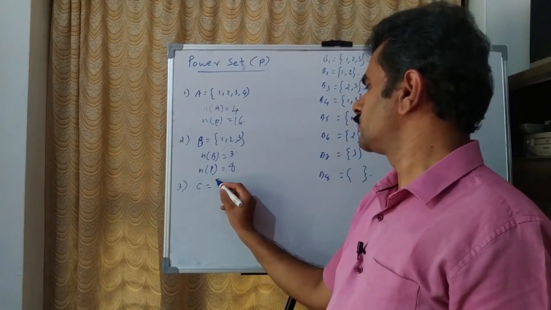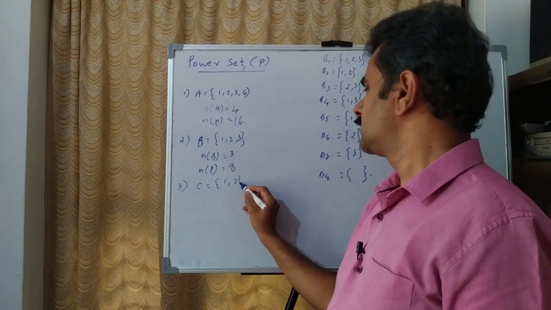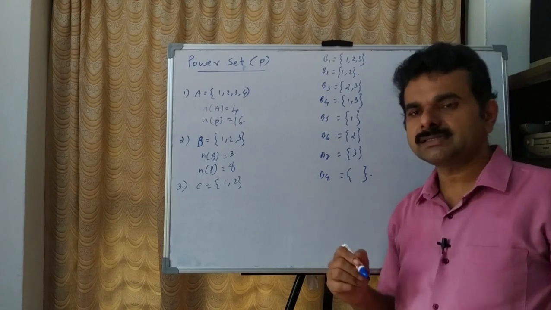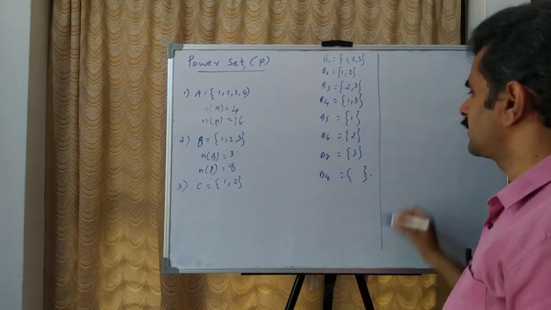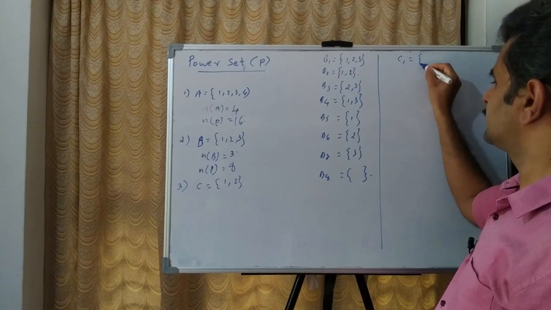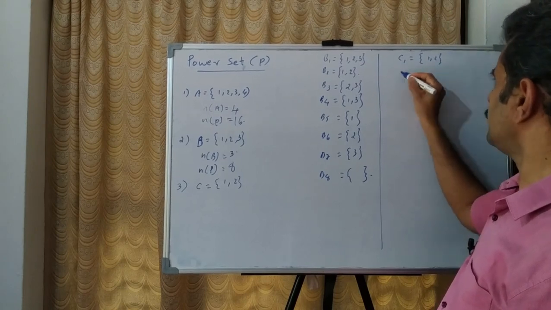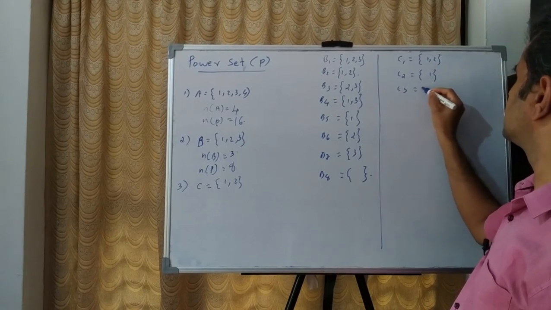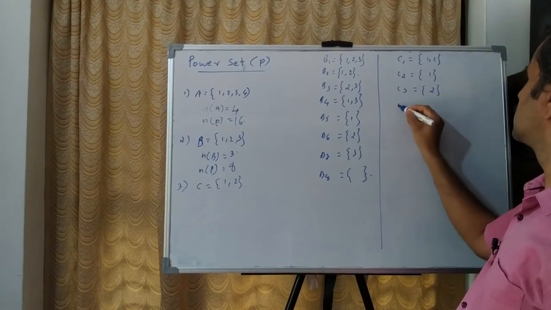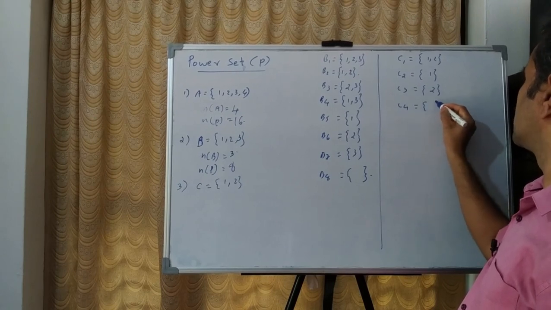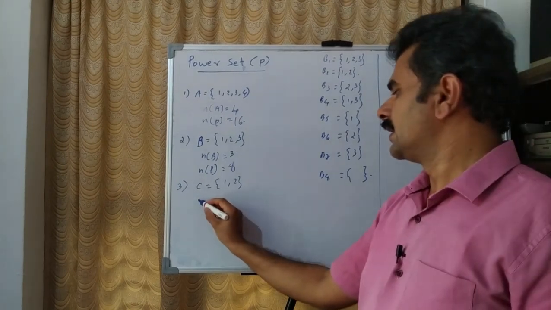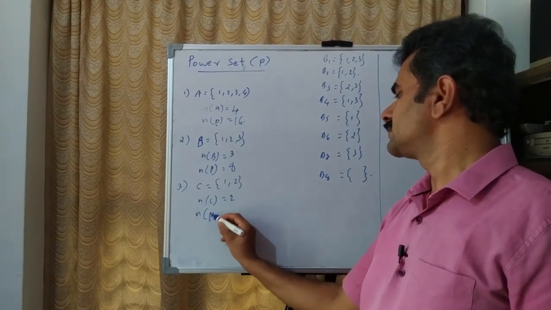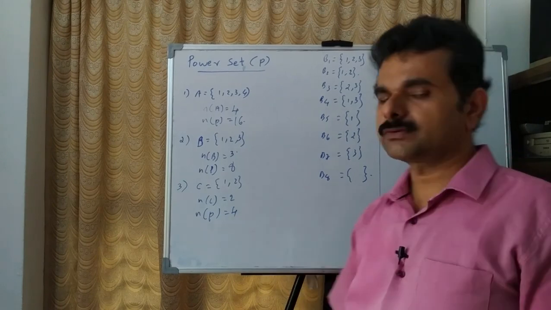Suppose C is equal to {1, 2}. Then can you imagine the number of elements in the power set? Yes, let us check. C1. What is C1? The same set {1, 2}. C2 is {1}, C3 is {2}, C4 is the null set. n of C is equal to 2. n of the power set is equal to 4.